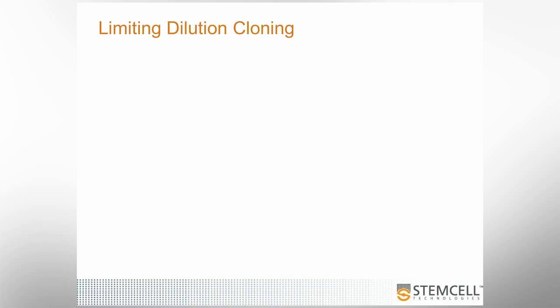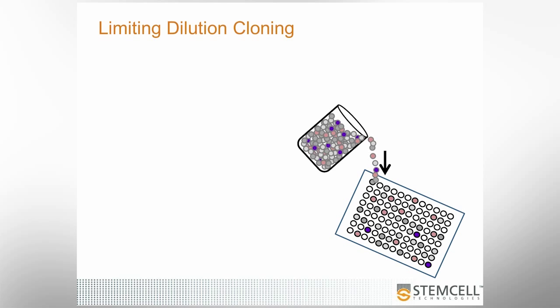So let's first take a look at limiting dilution cloning. Here we have a mixed population of cells diluted in liquid medium. And then this mixed population is distributed over 96 wells, so, well, 96-well plates. The basic mechanism by which limiting dilution cloning hopes to achieve monoclonal cultures is by isolating individual cells into unique wells of the 96-well plates.